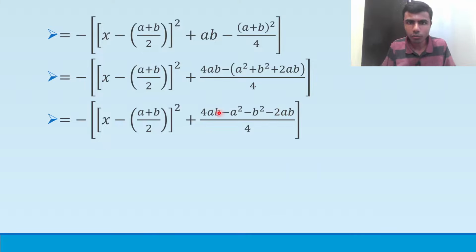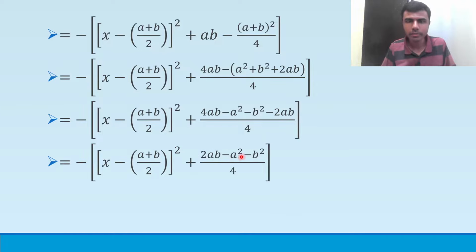So what is 4ab minus 2ab? It is just 2ab. So in the next term you will see (2ab minus a square minus b square) by 4. Fine, this one is there as it is, you don't have to disturb it anyway.